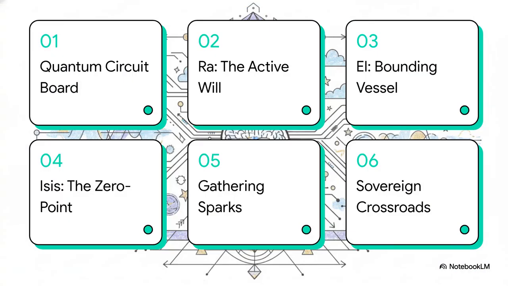All right, here's our roadmap for today. We'll quickly cover 1. The quantum circuit board, 2. Ra, the active will, 3. El, the bounding vessel, 4. Isis, the 0 point, 5. Gathering the shattered sparks, and lastly, 6. The sovereign crossroads. Let's get right into it.